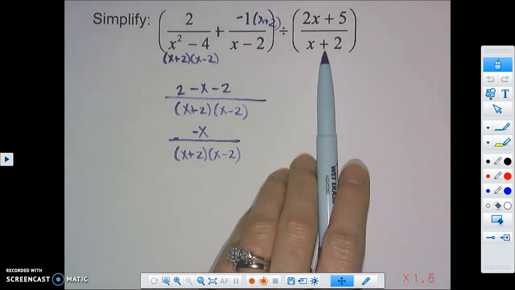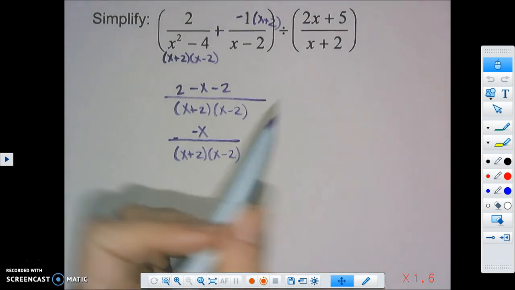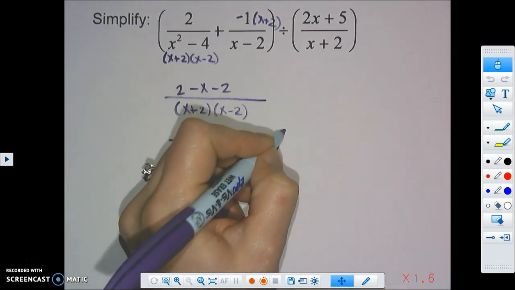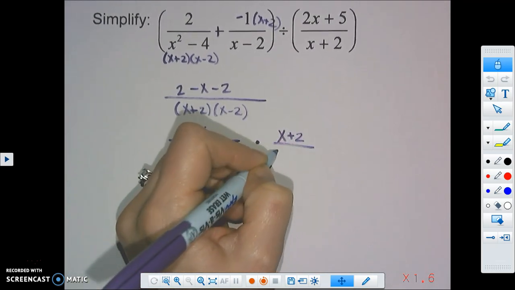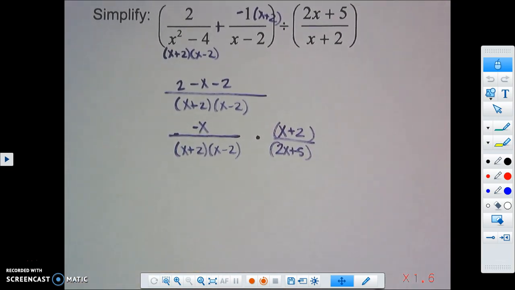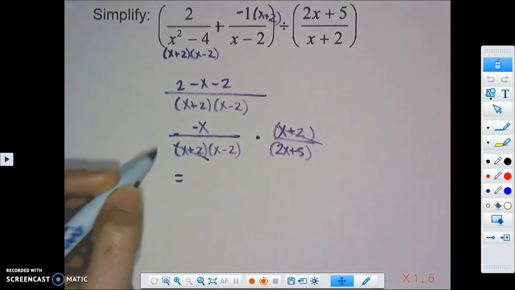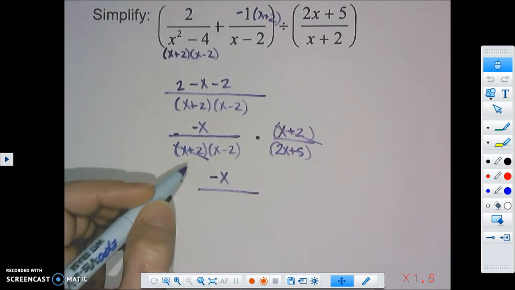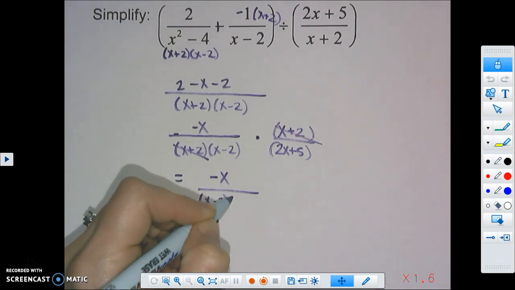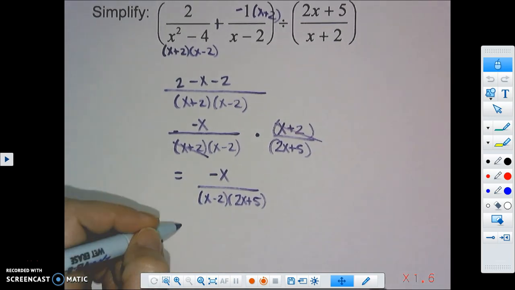Now, if we're looking at this second piece here, there is nothing to factor with any of those. It's just one single fraction, so we can go ahead and flip it and multiply. So any binomials that have already been factored or can't factor anymore, I like to put in parentheses so I don't try and cross off wrong pieces. All right, the x plus 2's are going to go away, and that's actually the only thing that simplifies in this. So we have negative x over x minus 2 times 2x plus 5. That's the first part of our answer.